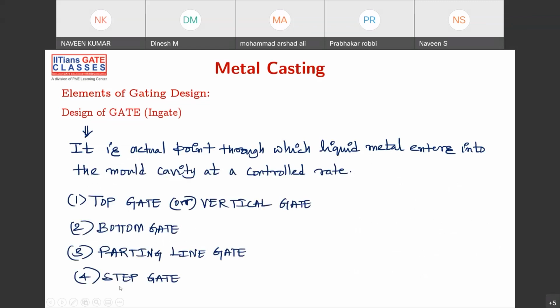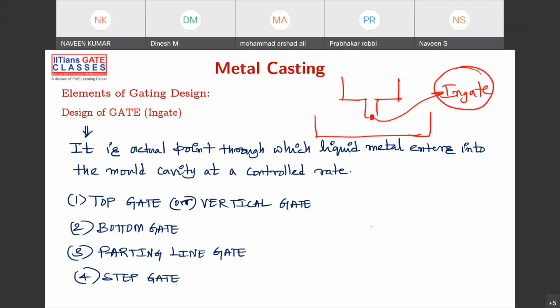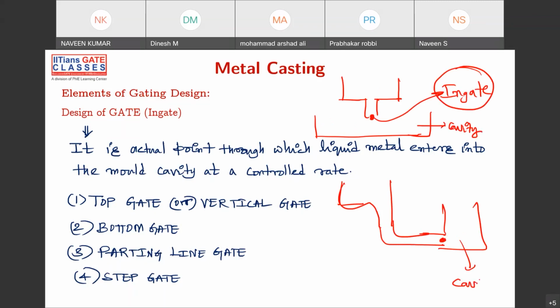Next is what? In-gate. So we are done with the pouring basin, sprue, runner. Then the in-gate. In this top gating system, this is the in-gate. So please remember, in a bottom gating system, this is the runner, and this is the in-gate. In both cases, this is your cavity, and this is your cavity. In both cases, the entry point of liquid metal into the cavity is what is called the in-gate.